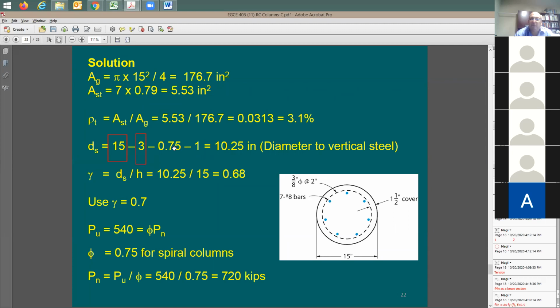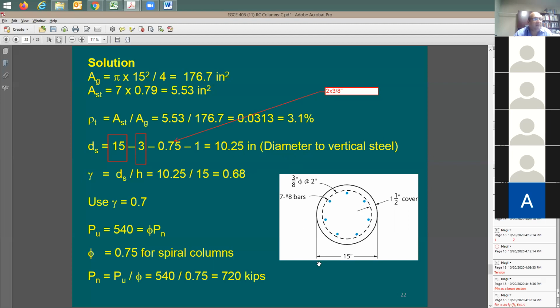Minus 0.75. What is this 0.75? I thought it's gonna be 3/8. I understand it is 3/8, but you have a center, 2 times 3/8. I'm gonna say this number here is gonna be 2 times 3/8, 1 inch. Subtracting 1, what is this 1? I'm gonna say 1/2 of this bar diameter from here, 1/2 of this bar diameter from here. So we can say the diameter to the vertical steel is 10 1/4.